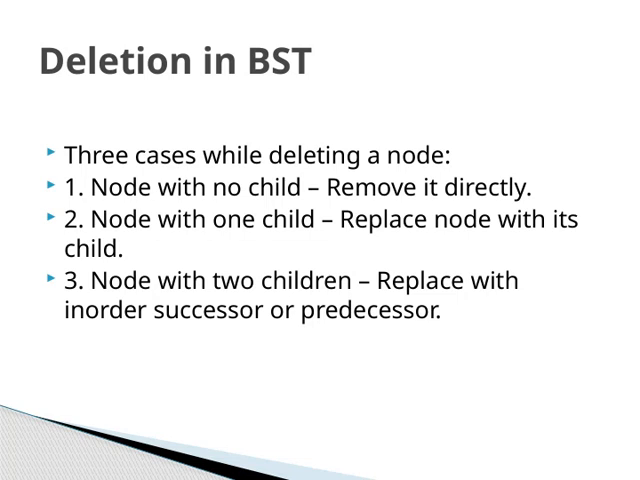All right, let's talk about the 3 cases we encounter when deleting a node in a binary search tree. First, if the node has no children, it's the simplest case. We just remove it directly. No complications there. Next, if the node has only 1 child, we replace that node with its child, effectively bypassing the node and maintaining the tree's structure.